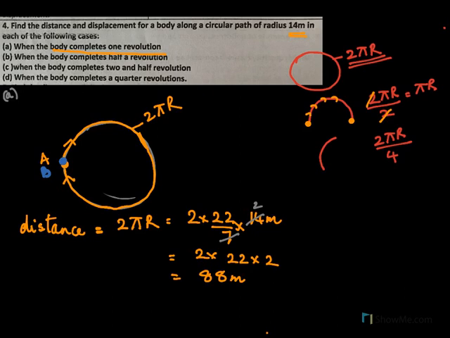But now when I want to know displacement, to find displacement, I must know which is the initial position and which is the final position. In this case, we saw the initial position was A, and the final position was B. A and B coincided. What is the distance between A and B? It's very obvious here, AB is 0. A and B coincide. The initial and final position is the same. So in this case, the displacement is equal to 0.